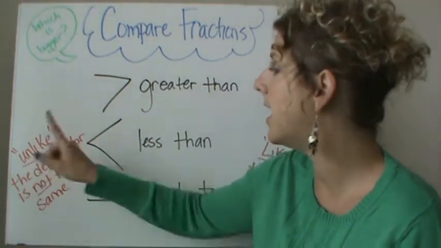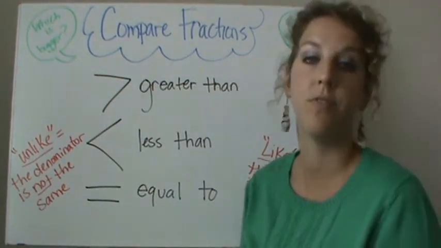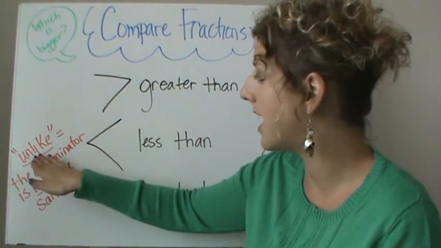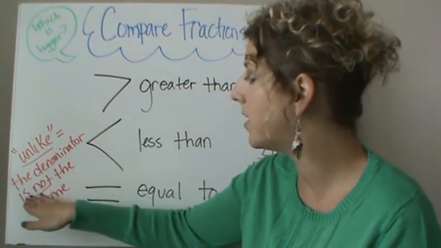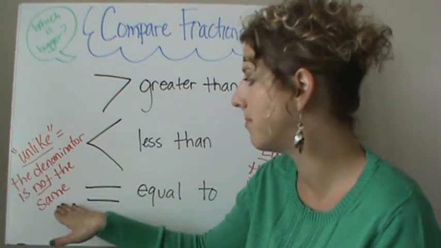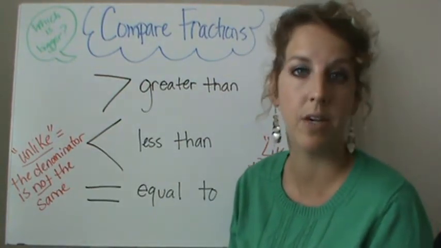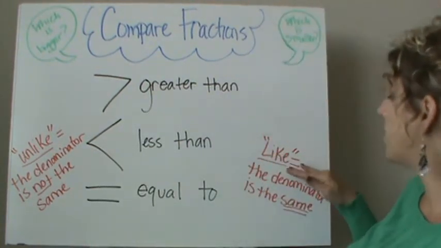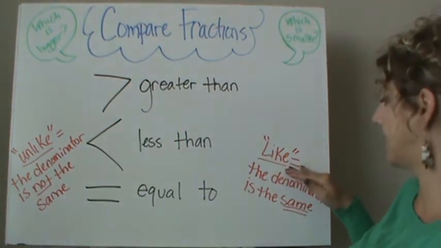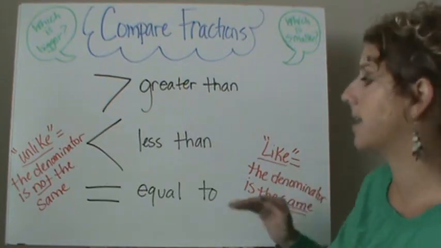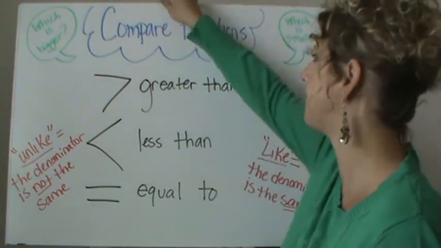Now you're going to hear unlike and like fractions. And when a fraction is unlike, that means that the denominator is not the same. So if you're comparing unlike fractions, the denominator is not the same. When you're comparing like fractions, that means the denominator is the same. Like means it is the same.